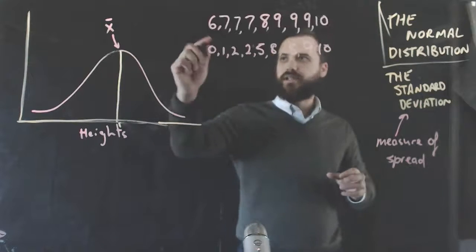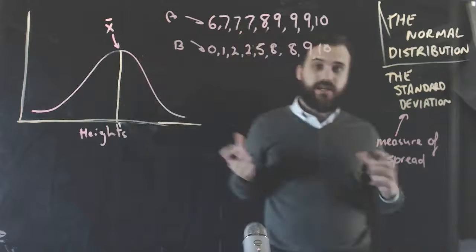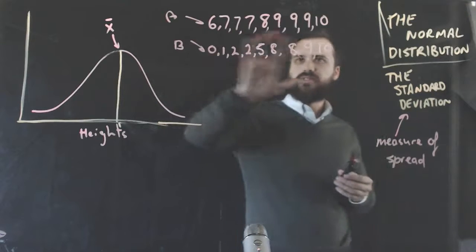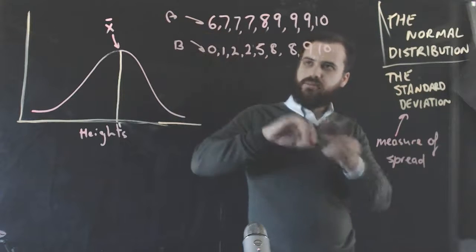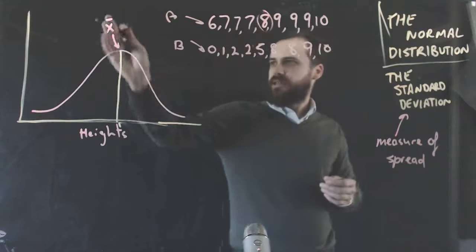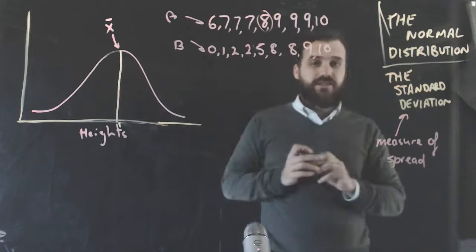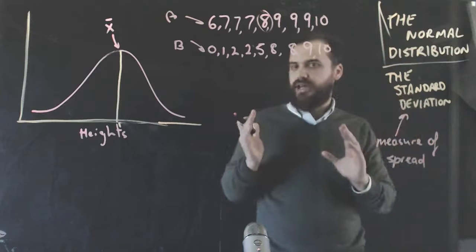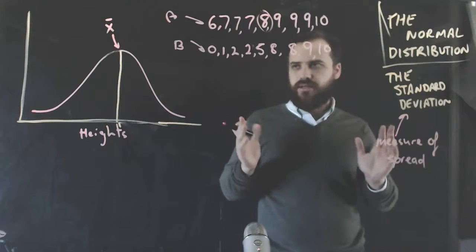Okay, so here's two classes. This is class A and this is class B. Maybe they're maths classes or English classes. Now this is the results from a recent test. The first class, you can see the middle number is about 8. So there's our mean. But the lowest is 6 and the highest is 10. They're not that spread out. There's a difference of 4 there.